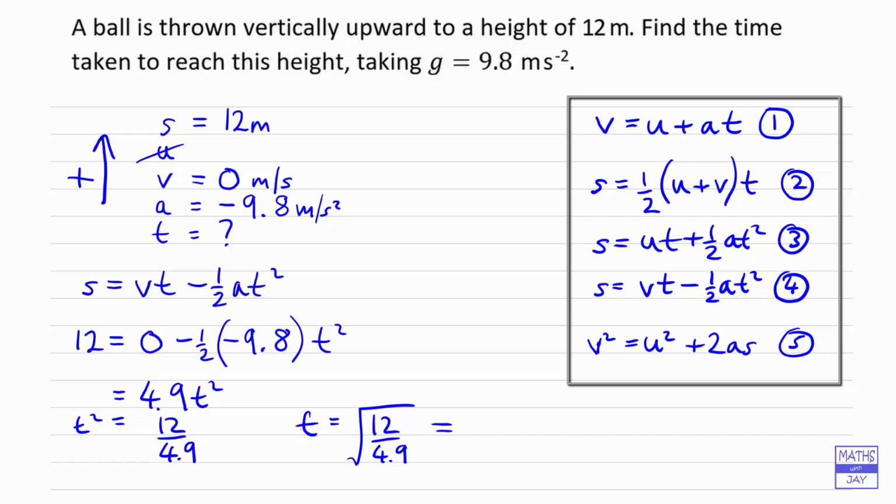And if we give the answer to one decimal place, well, it's 1.56 something like that, so that will be 1.6 seconds. So to one decimal place, it takes 1.6 seconds for the ball to reach a height of 12 meters.